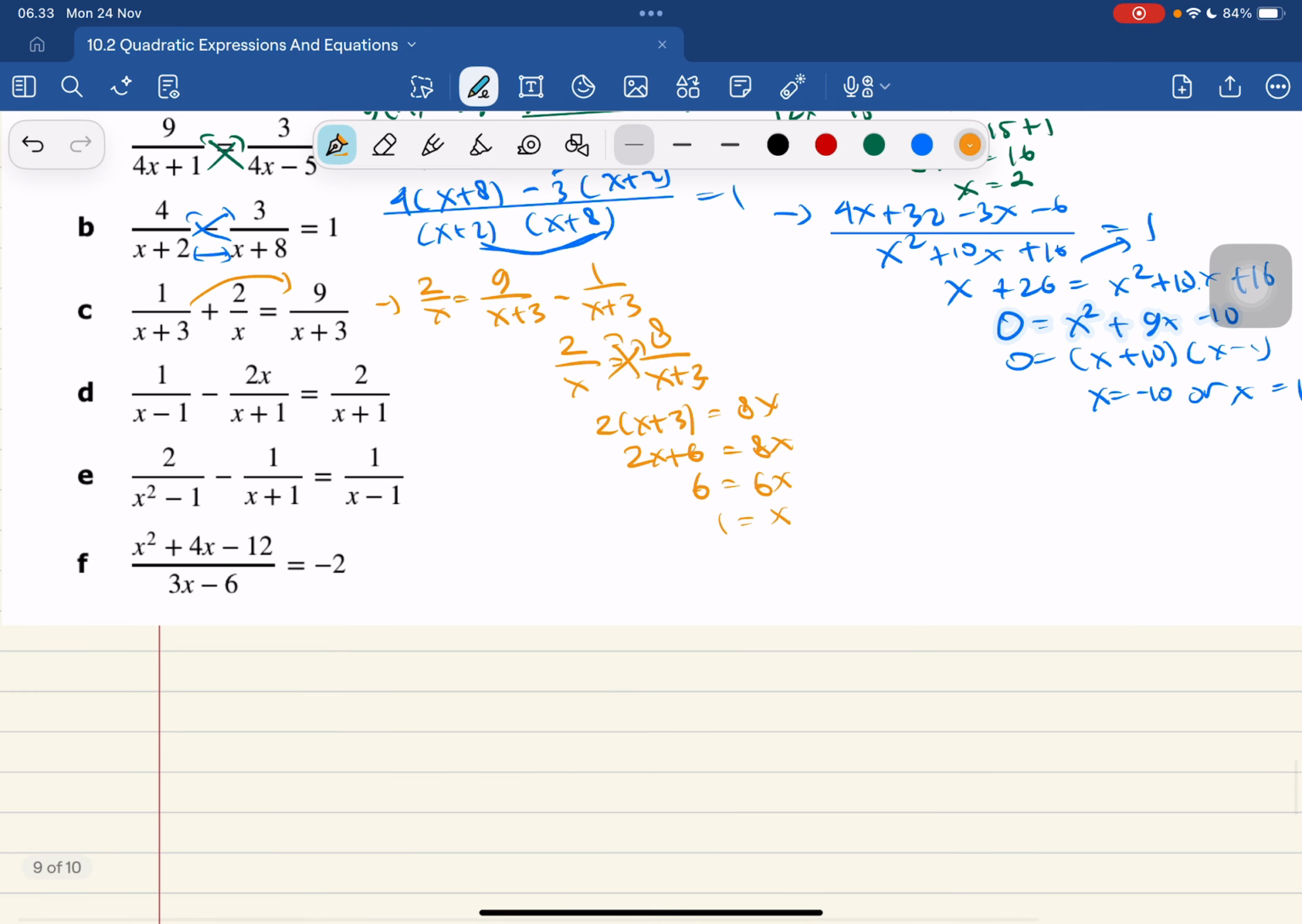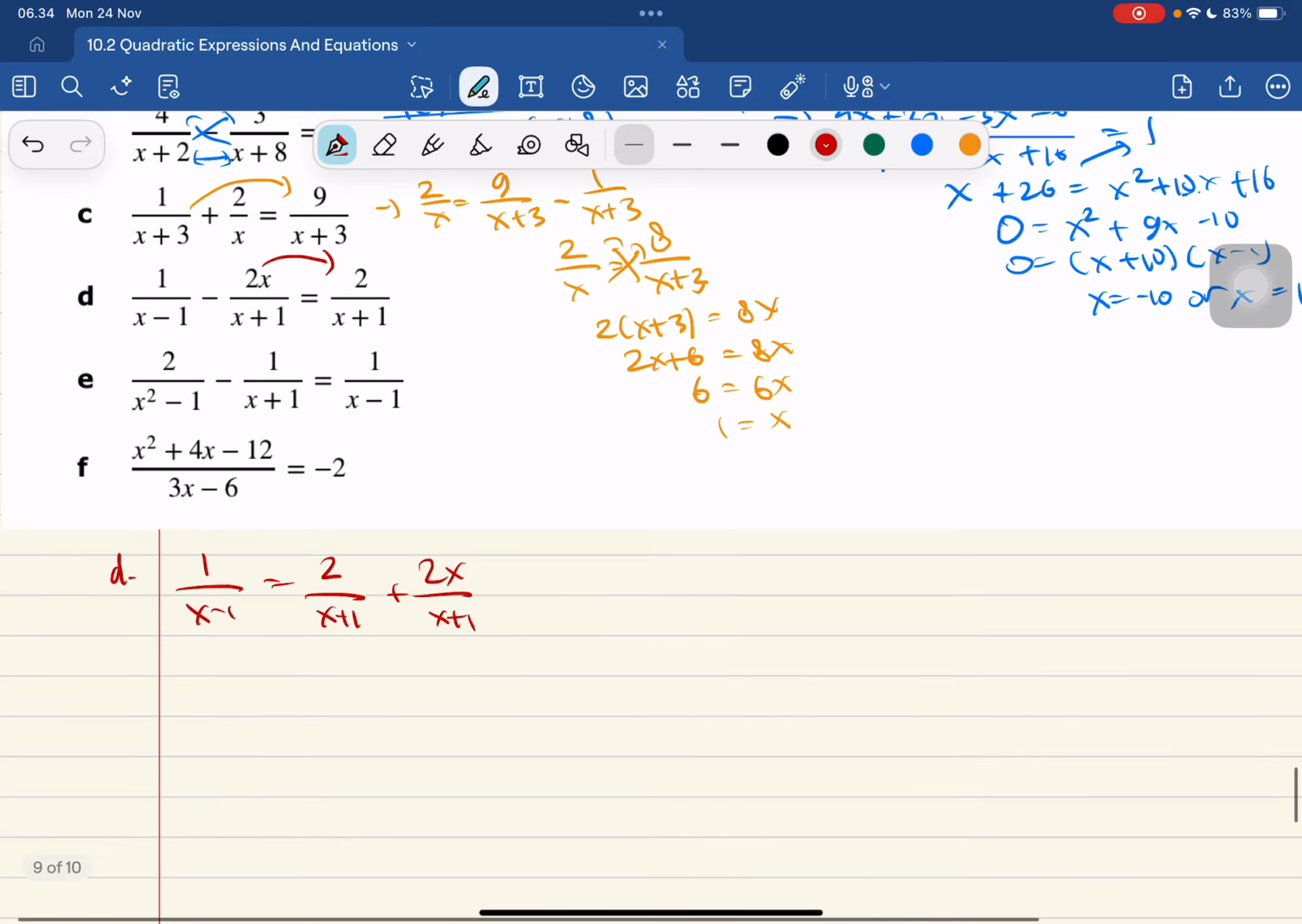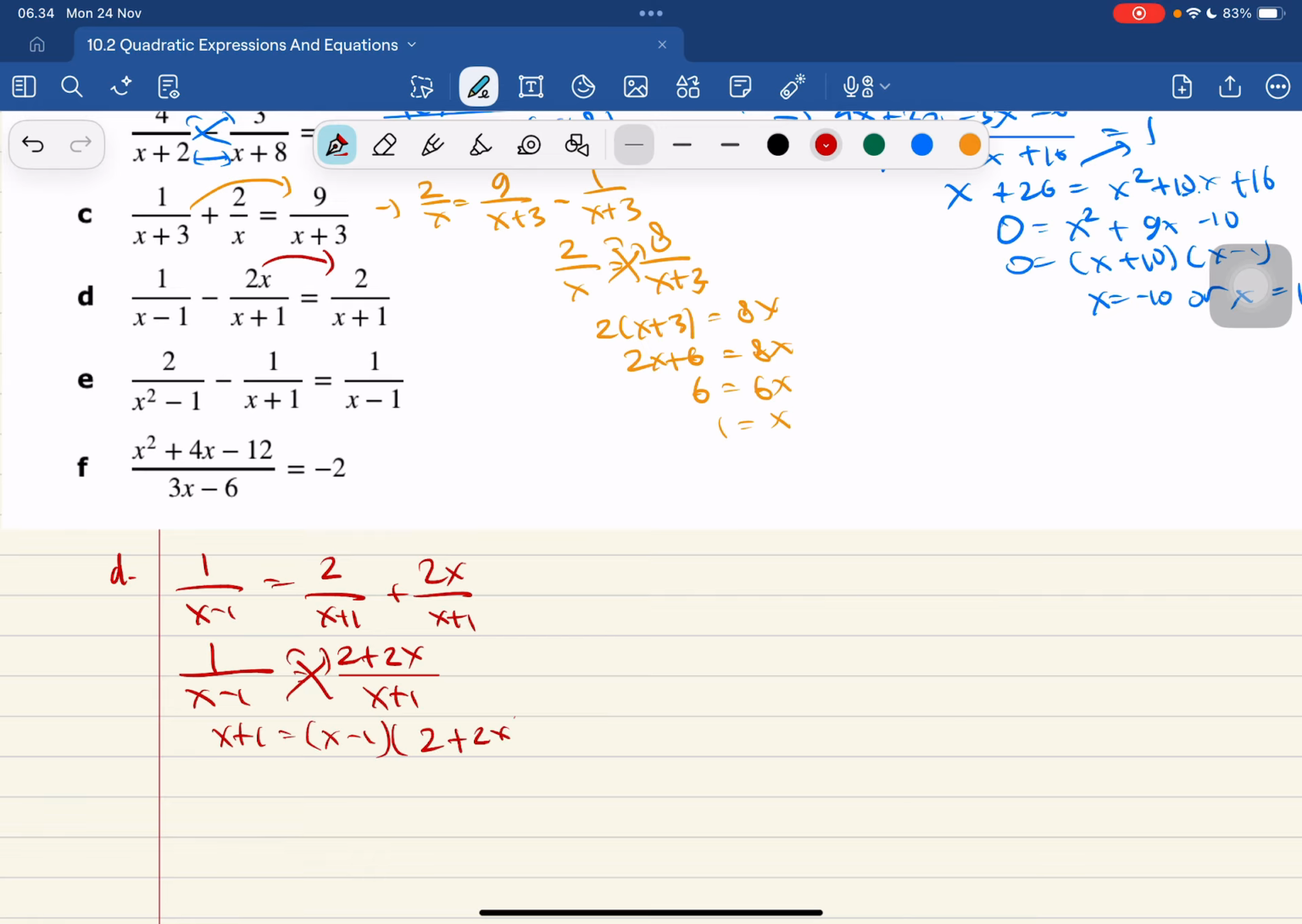D. Let's do it here for D. So we can move the 1 over (x minus 1) here to the right side to be positive, equal to 2 over (x plus 1) plus 2x over (x plus 1). The denominators are equal, so we can just proceed: 1 over (x minus 1) equals (2 plus 2x) divided by (x plus 1). Multiply across each other. So it's going to be (x plus 1) equal to (x minus 1) multiplied by (2 plus 2x).